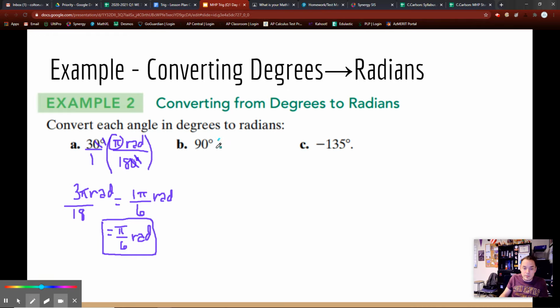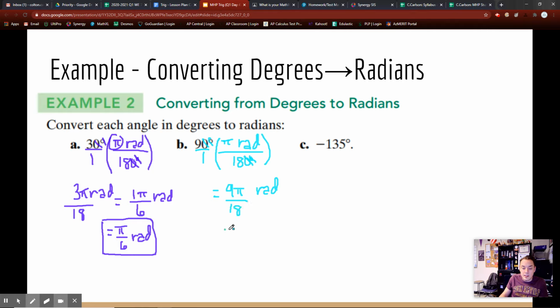Let's do a sky blue. So again, I want to do pi radians, and this is all over 180 degrees. Remember, this is technically over 1. The zeros go poofy, the degrees go poofy, so now this equals 9 pi radians all over 18. This simplifies down to pi all over 2 radians. Perfect. Wonderful. Okay, last one.